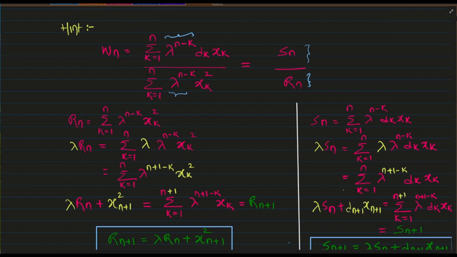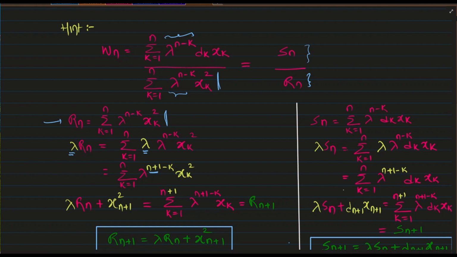I've taken Rn first, which is the denominator part, and I've written it down here. Then I've multiplied both sides with lambda. Once I multiply both sides with lambda, this becomes n plus 1 minus k, which is what is written here. Everything else remains the same. Now this whole expression is going till the nth term. What we want is the n plus 1th term.